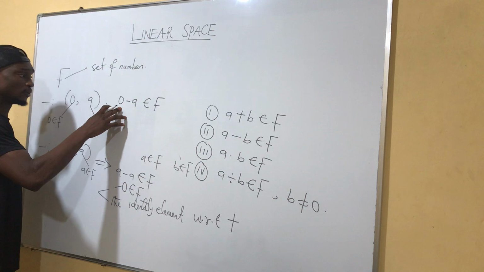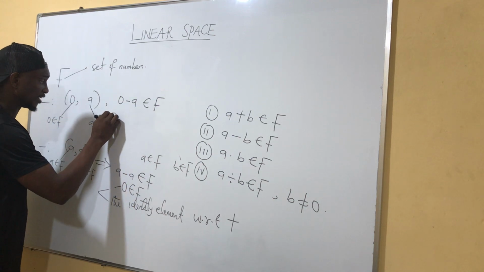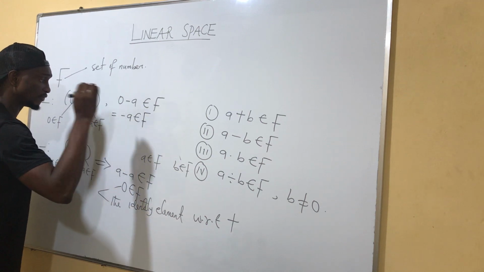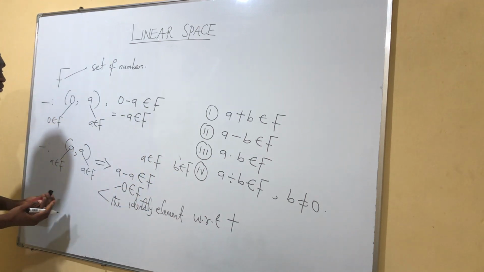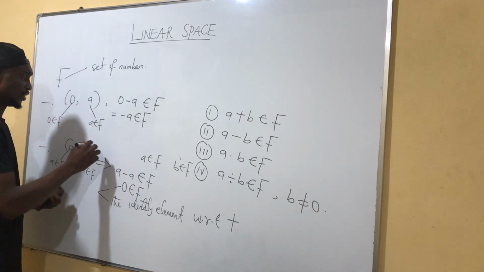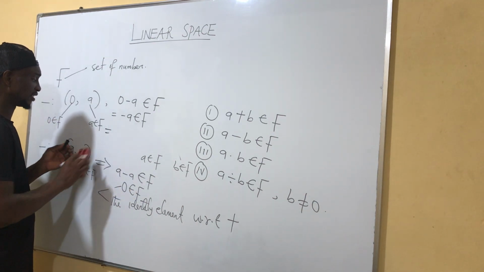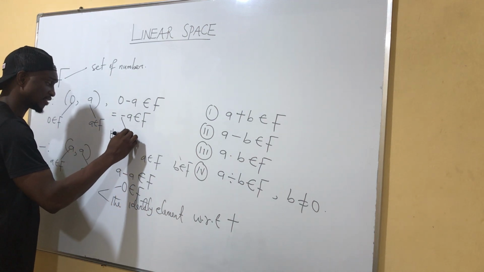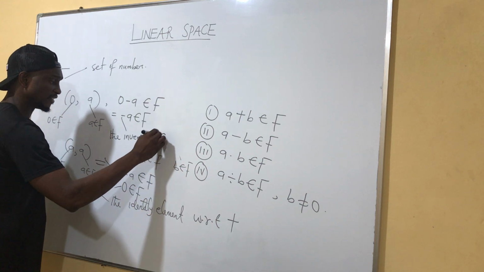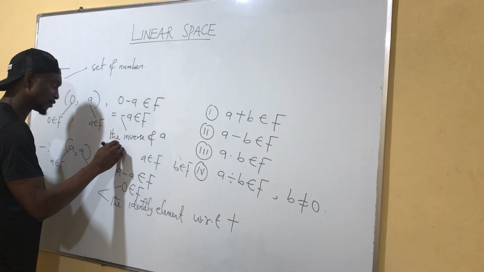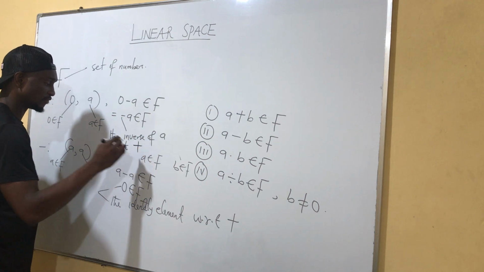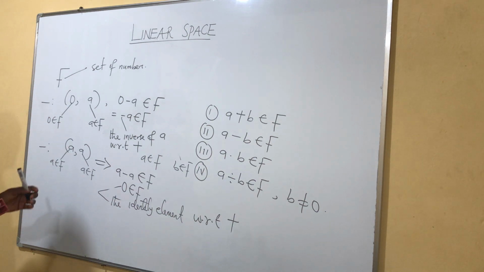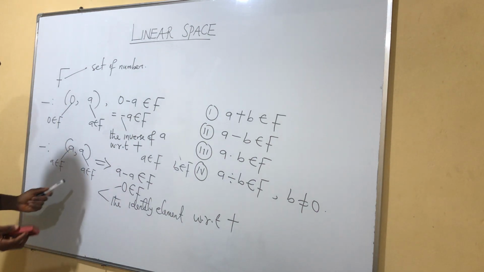Now, 0 minus A is equal to minus A. So this implies that minus A is an element of F. Now, what is minus A? Minus A is called the inverse. We say it is the inverse of A with respect to the additive operation.